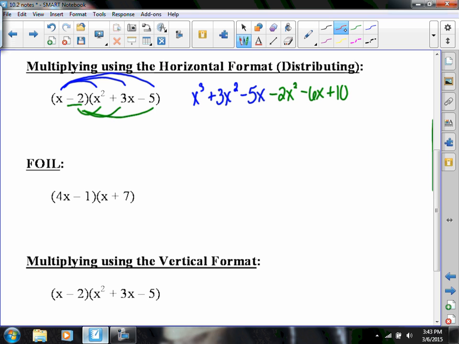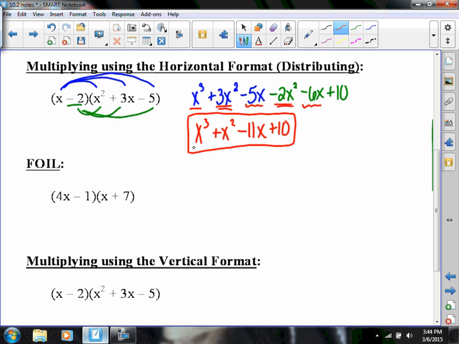And then for my last step, I have to combine my like terms. So I have an x to the third, and that's the only x to the third I have. I have my 3x squared and my minus 2x squared, so that's a 1x squared. I have the minus 5x and the minus 6x, so that's minus 11x. And then I just have the plus 10. So sometimes after you multiply, we do also have to combine like terms and add and subtract our polynomials together. That's why in the previous section of notes, we spent so much time going over the rules for adding and subtracting polynomials and how we combine those like terms.